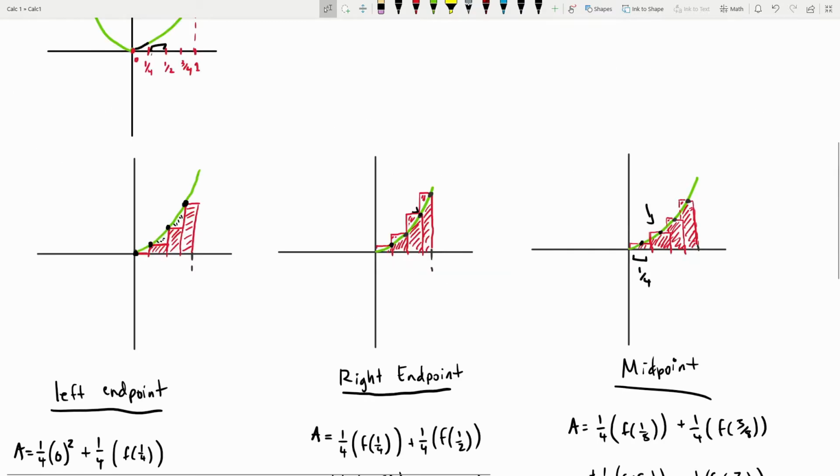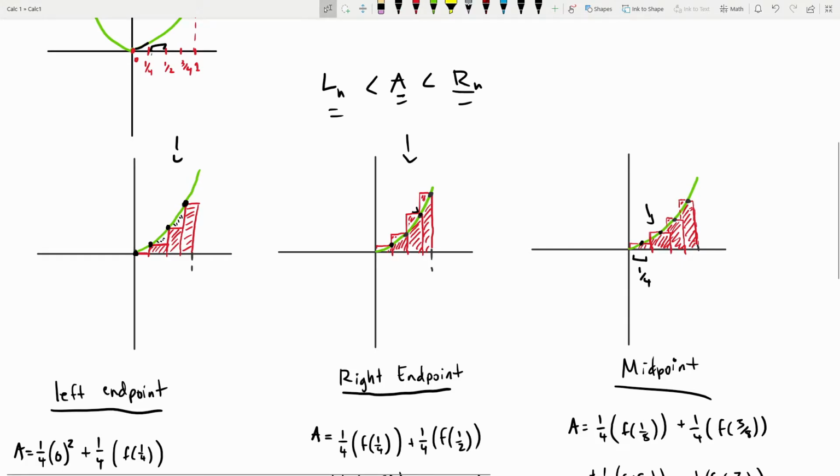And now you can see that the midpoint is in between both the right endpoint and the left endpoint. Now it's important to know that in the left endpoint we are underestimating, and in the right endpoint we are overestimating in this case. So we know that the true area under the graph will lie somewhere in between using the left endpoint and using the right endpoint. I'm going to use this little notation right here. So we know that the area is somewhere in between these two extremes.